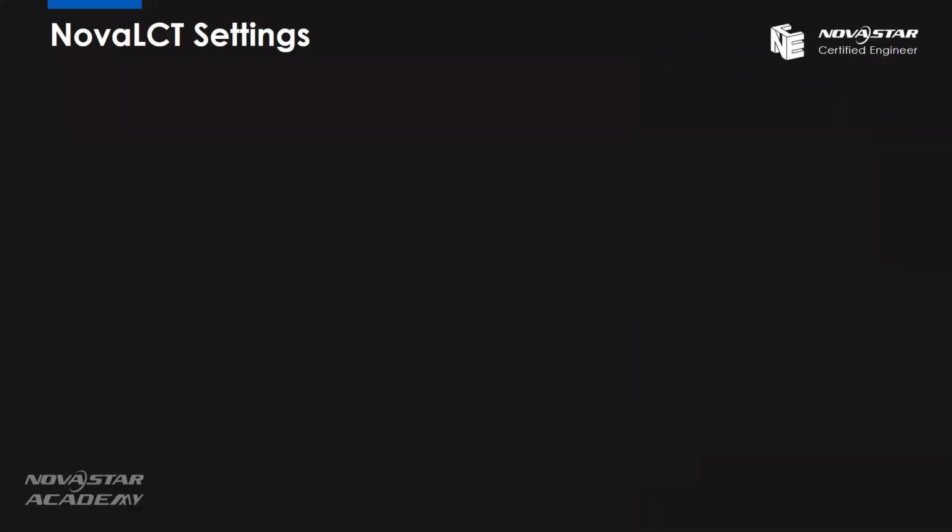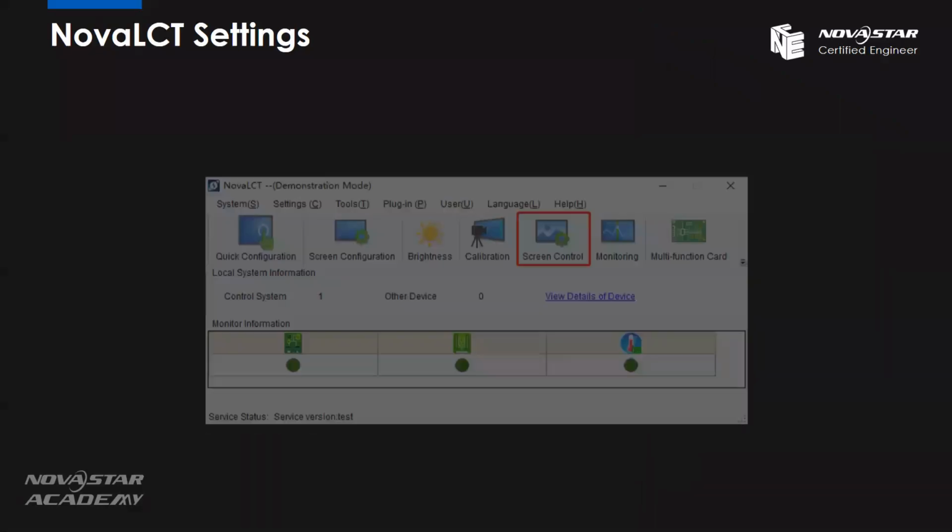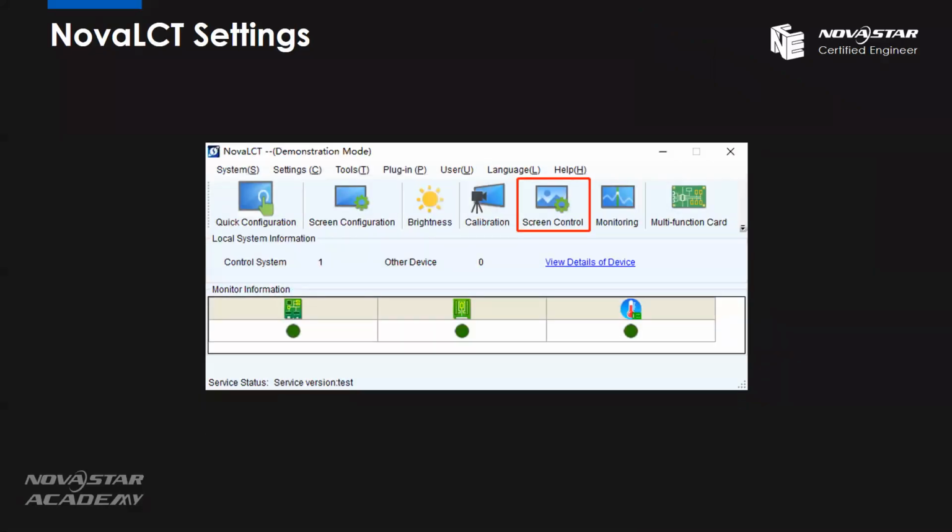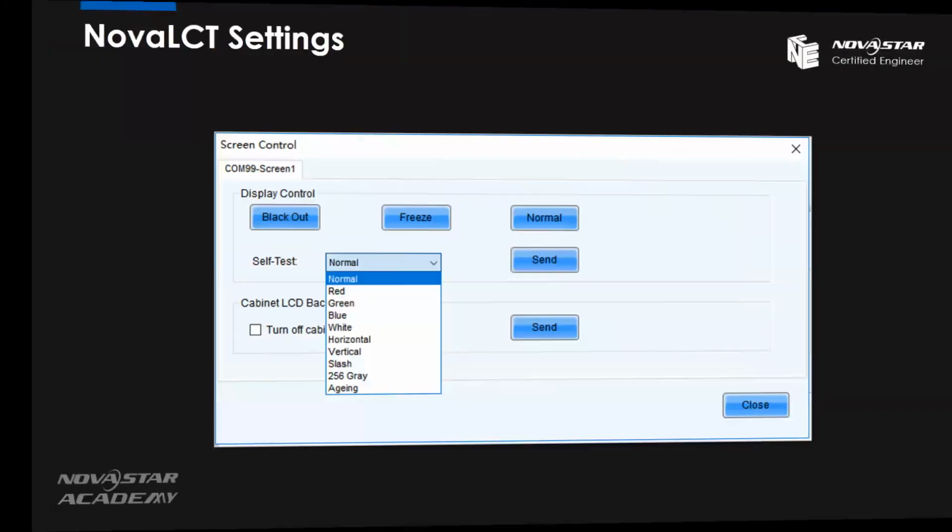And now let's see, where is the screen control in the software interface? This is the main interface of NovaLCT. And here you can see this is a screenshot for the demonstration mode. But actually, even if you are not logged in as an advanced user, you still have the screen control option. So at the main interface, you can have a screen control icon. And if we click the screen control, it will have a pop-up window like this.